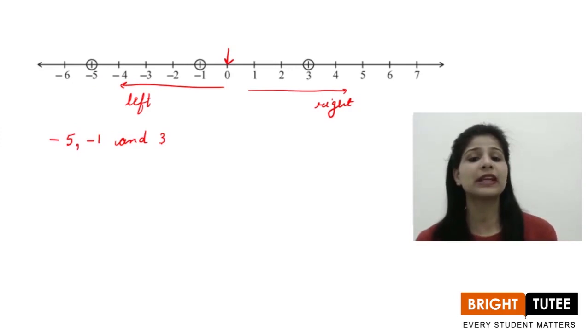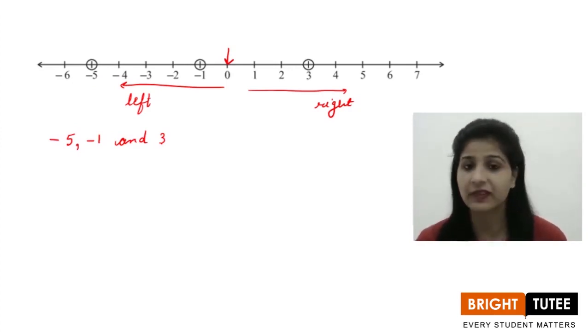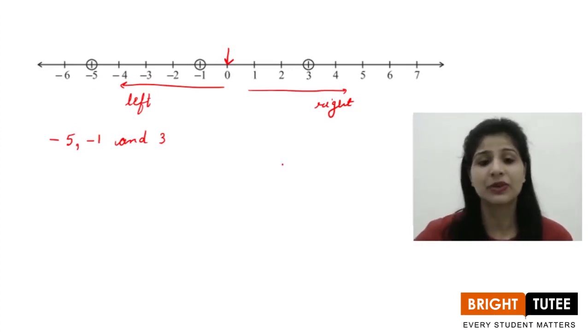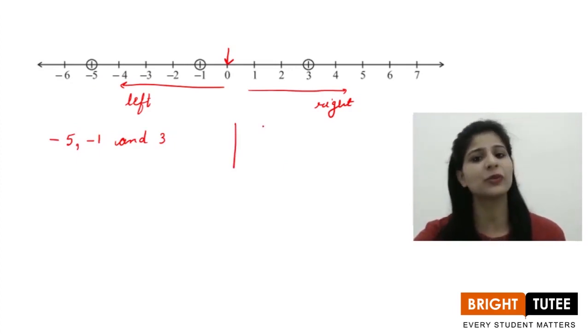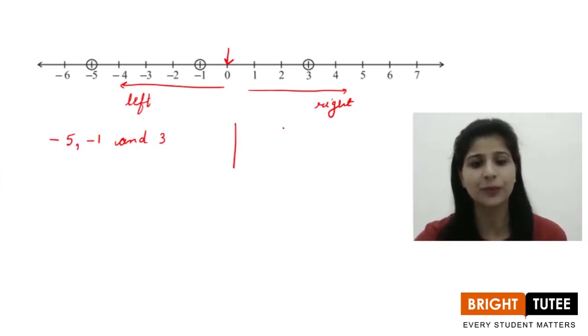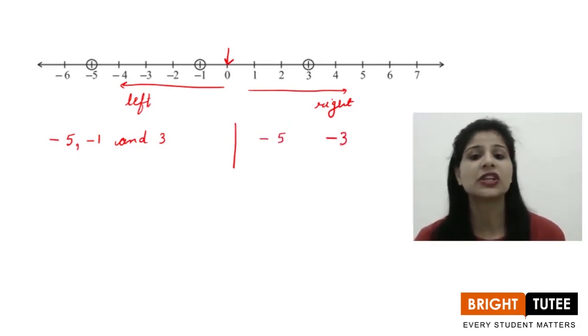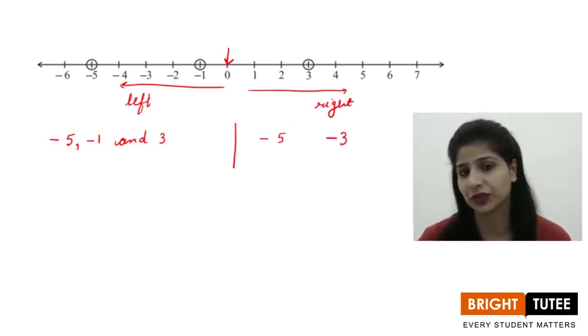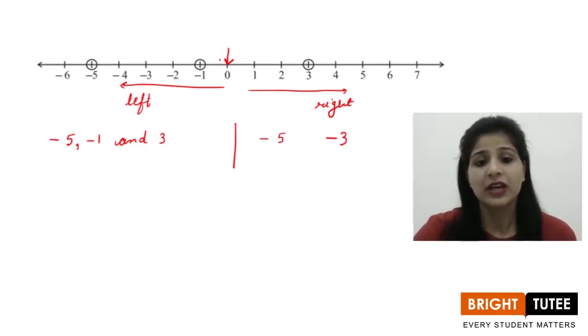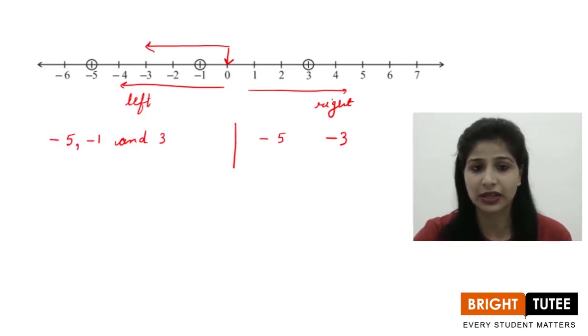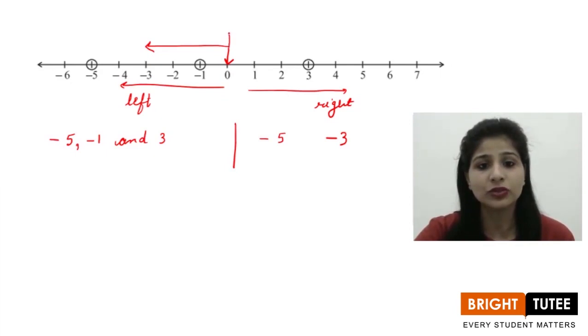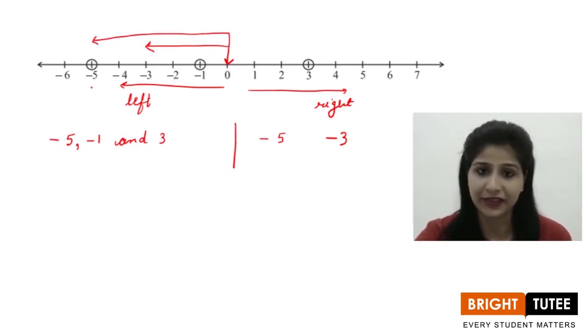Now, what will be the ascending order of these numbers? Can we write them in ascending order? Before that, let me put one question for you. -5 and -3. Which number is greater out of the two? From 0 you go 3 steps towards your left side, then you get -3, and when you go 5 steps towards left, then you get -5.